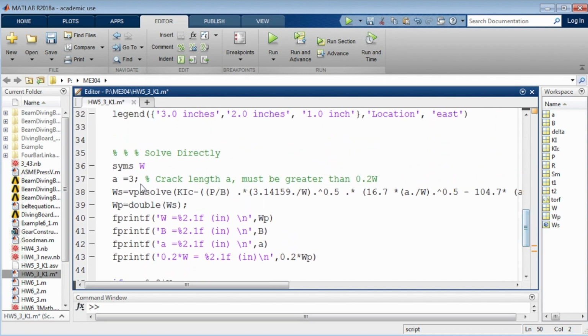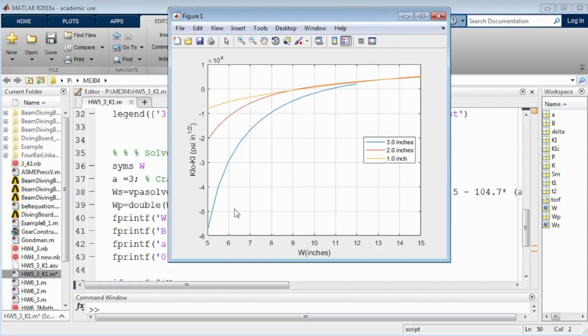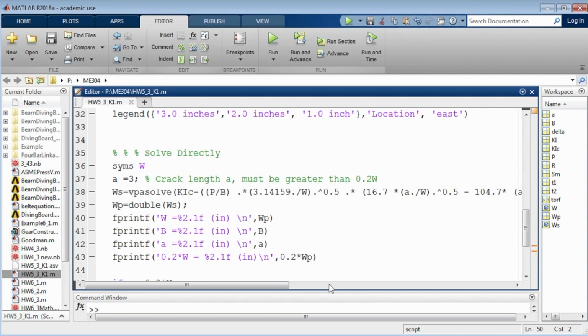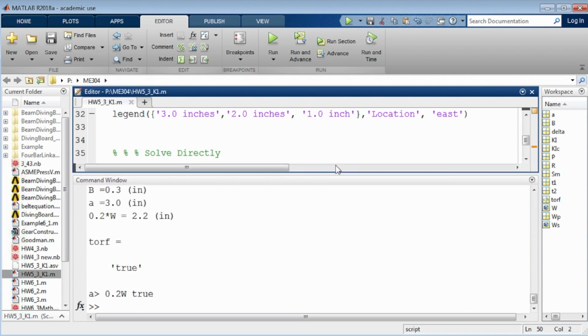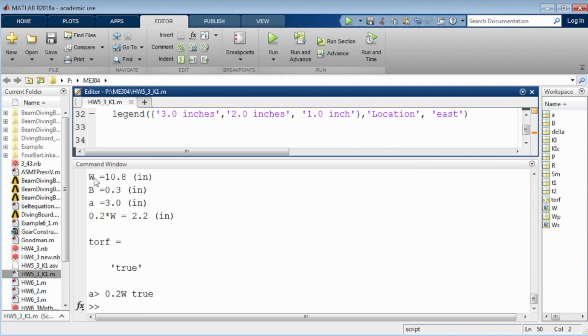If it's not, I assign this variable T or F to false, and then I print that variable out. So let's solve this first for A equals 3, so a crack length of 3. We'll get rid of this plot. So you can see our solution was 10.8, and for W, B equals 0.3, A equals 3.0, and then our 0.2 times W is 2.2, which is less than A. So we're in good shape there.